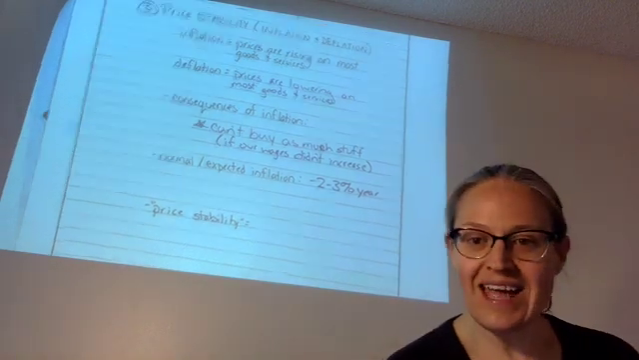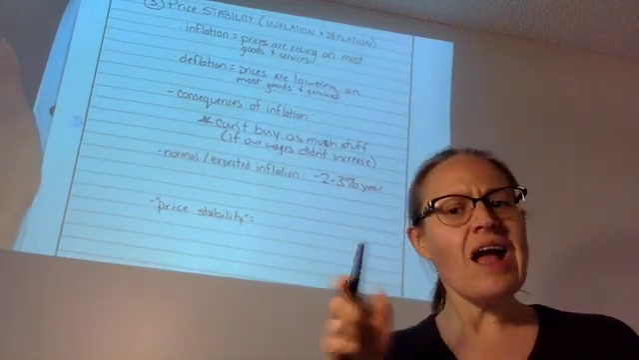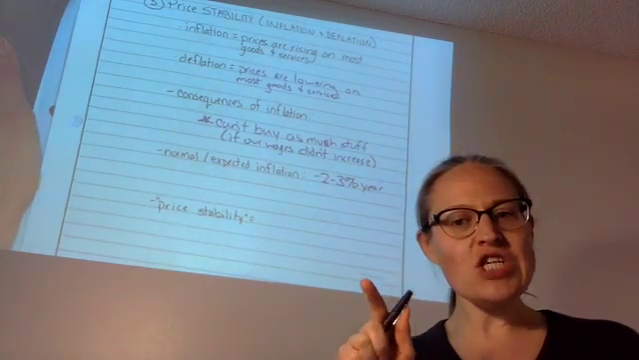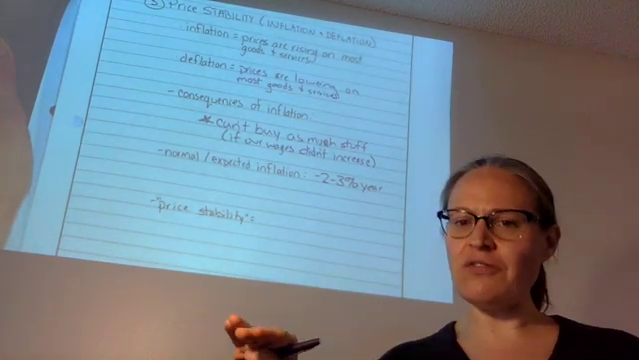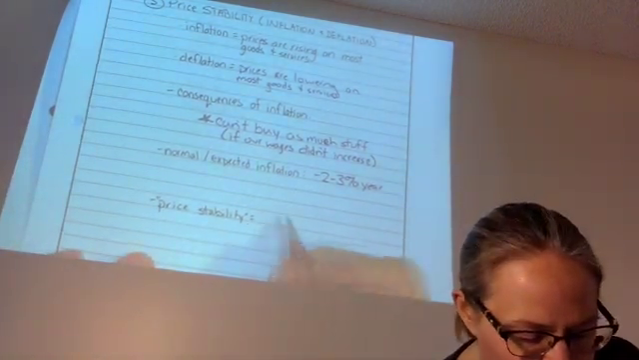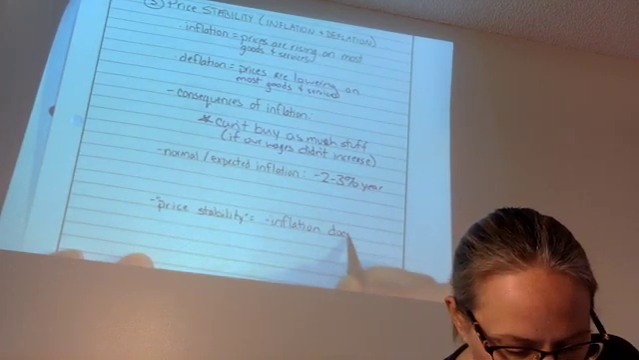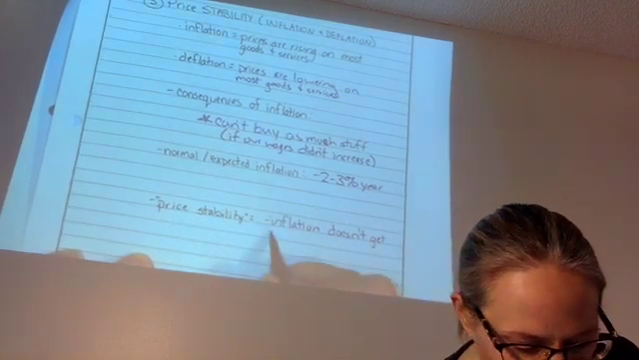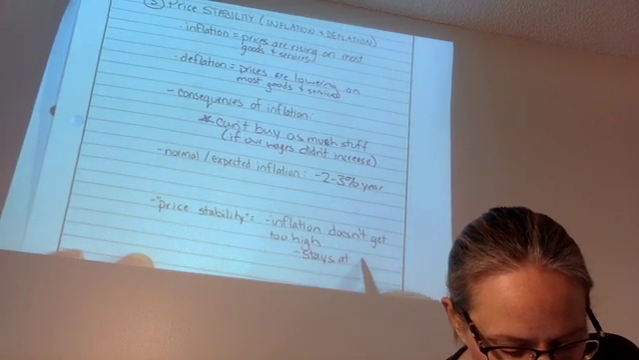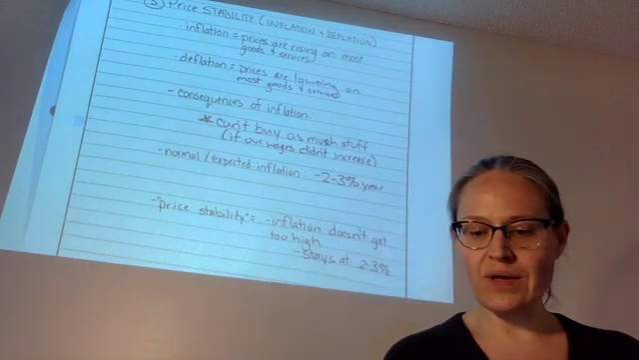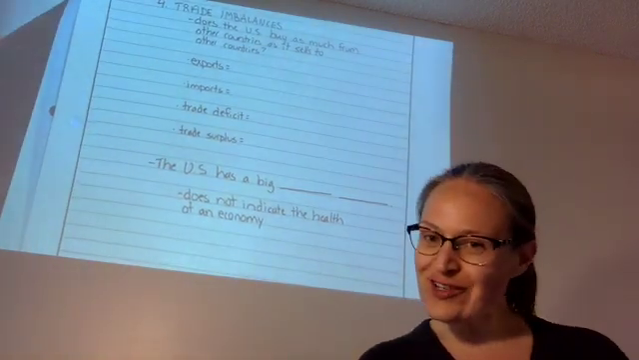So price stability, to be stable means it doesn't really change. With price stability, they're not saying that there is no inflation. It just means that the inflation doesn't get too high, that it just stays at that normal expected inflation of 2 to 3%. Okay. And we are going to talk more about inflation in some coming modules. That was just your little intro to it.